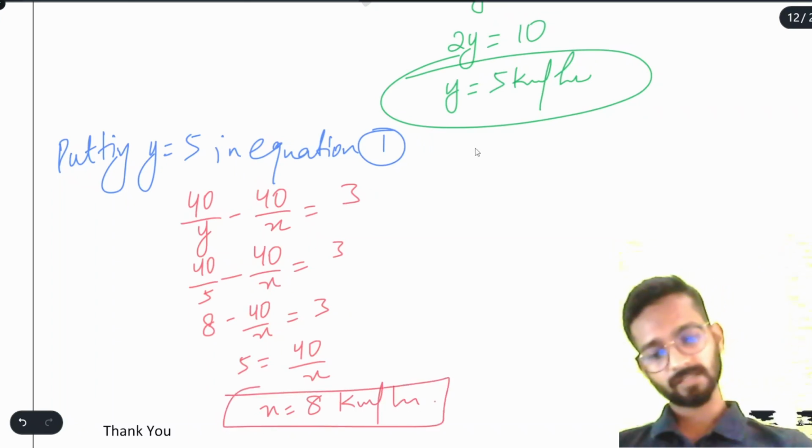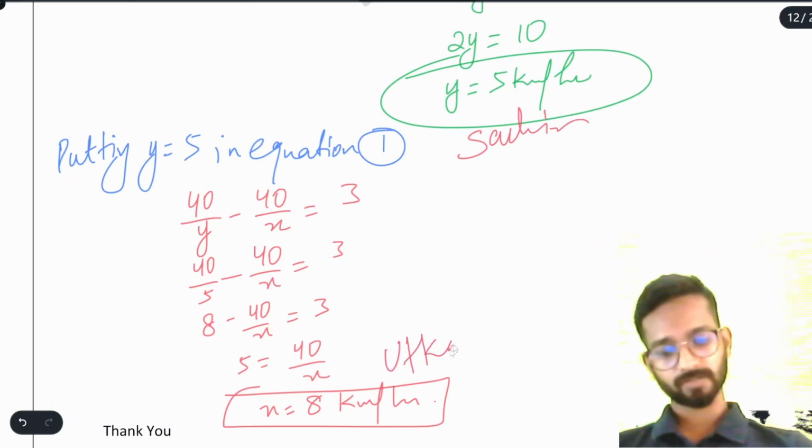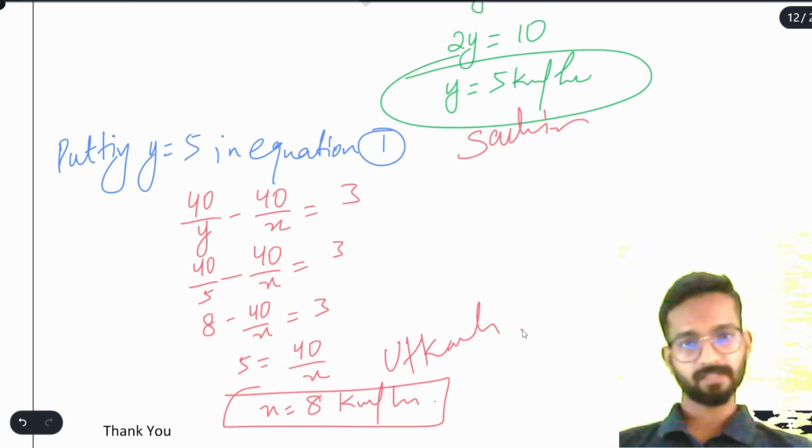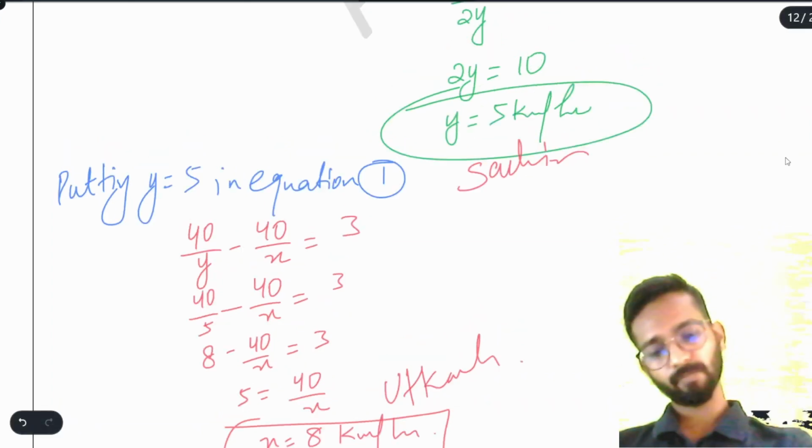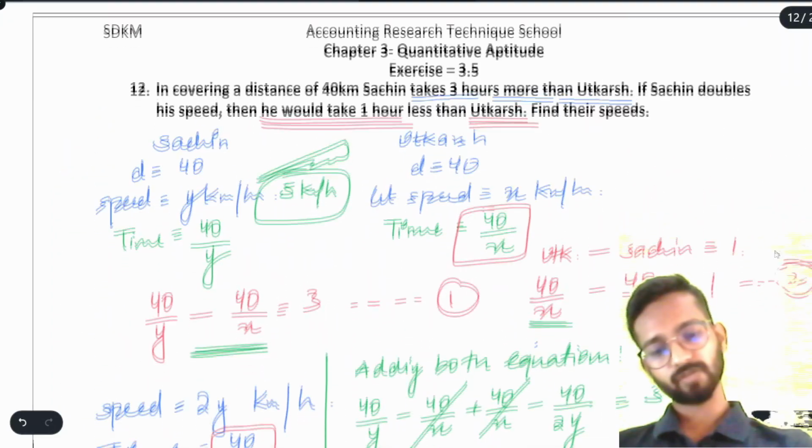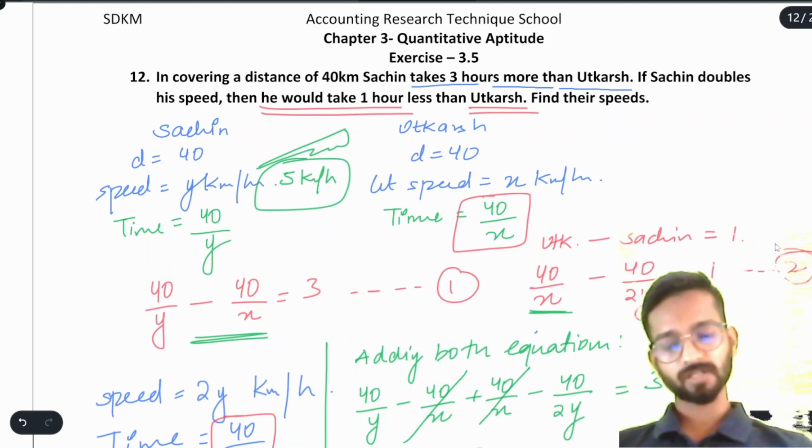Simple. This is the speed of Sachin and this is the speed for Utkarsh. This is what we were supposed to find in this question. This is the complete solution of our question number 12. We will solve from question number 13 in the next video.